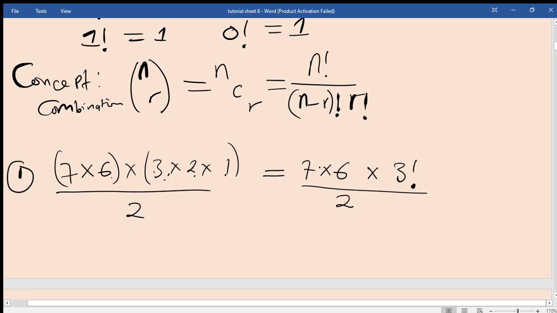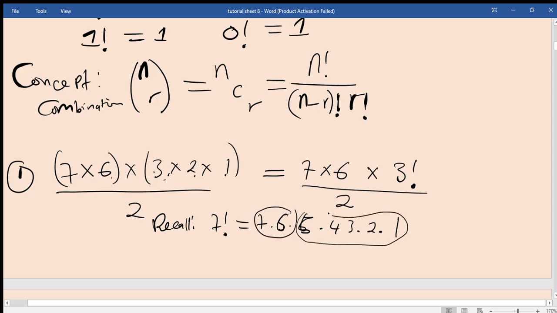Remember, 7 factorial is equal to 7 multiplied by 6, multiplied by 5, multiplied by 4, multiplied by 3, multiplied by 2, multiplied by 1. But here we only have this part. It means the 5 factorial is not visible there. That's what we have to understand. So for me to make this a 7 factorial, I will multiply both the numerator and the denominator by this missing 5 factorial.